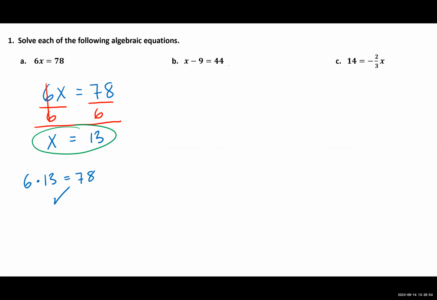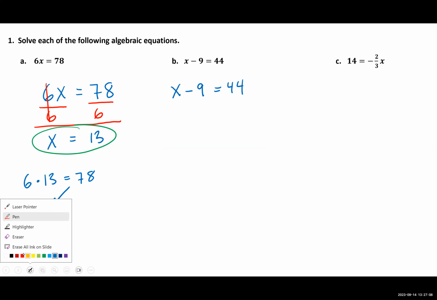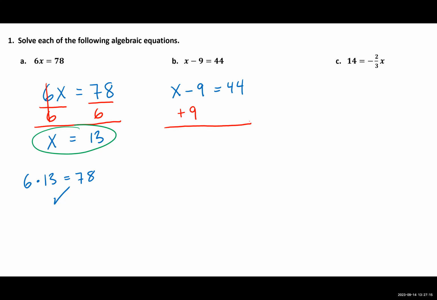The second problem, x minus 9 is equal to 44. So we're going to take the same approach. We want to eliminate something. In this case, we want to eliminate a minus 9. And so the opposite of minus 9 is plus 9. We call this the inverse operation, but just think in terms of opposite. The opposite of minus 9 is a plus 9. So if you take a minus 9 and a positive 9 together, that gives you 0. They cancel each other out.